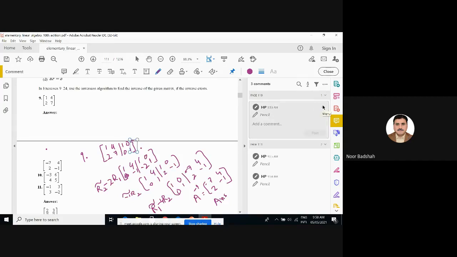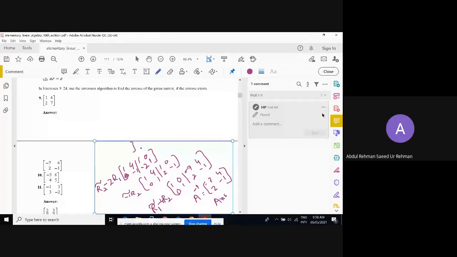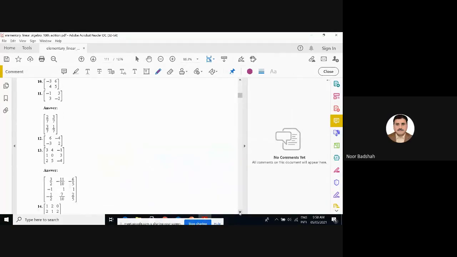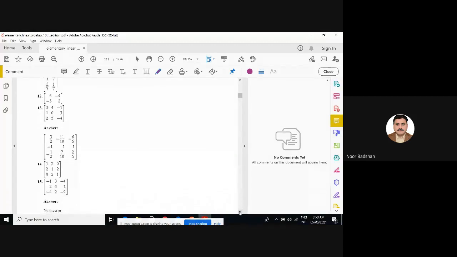Is it clear? Yes, sir. Good. Can you find the inverse of the rest of the matrices? Then in question 15, you would see there might be a 0 row in the echelon form, so you would say inverse doesn't exist.